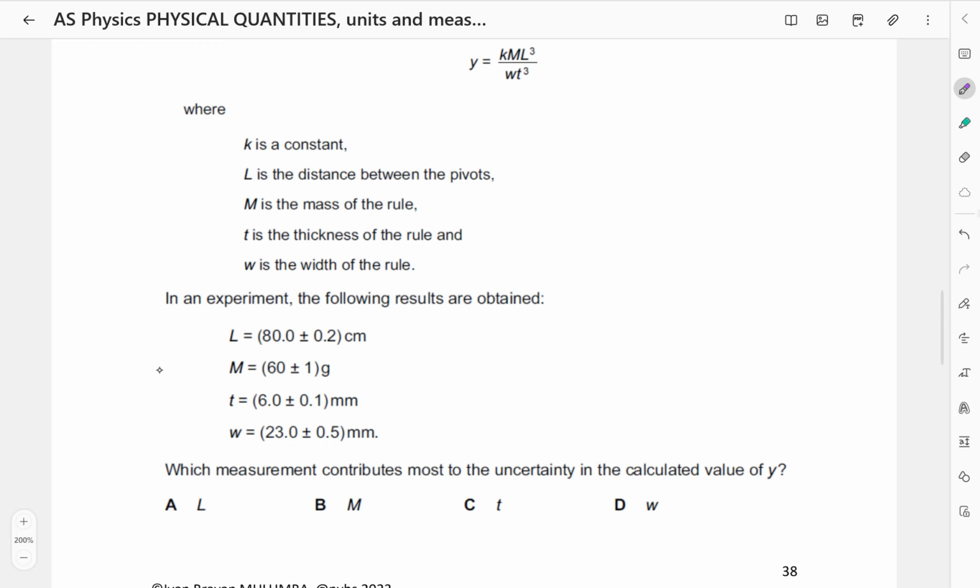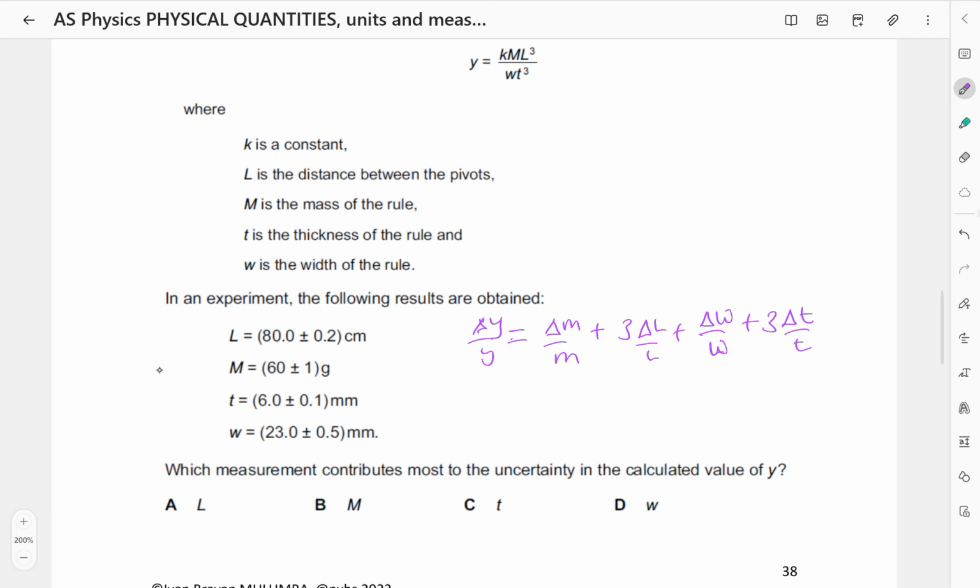So let's find the fractional uncertainties. The fractional uncertainty in y is going to be: for k, the uncertainty in k over k. K has no uncertainty, so I will not include it. So this will be equal to the uncertainty in m over m, plus, because L is raised to power 3, 3 times the fractional uncertainty in L, plus the uncertainty in W over W, plus, because T is raised to power 3, 3 times the fractional uncertainty in T. So I'll look at these values and see which one contributes most.